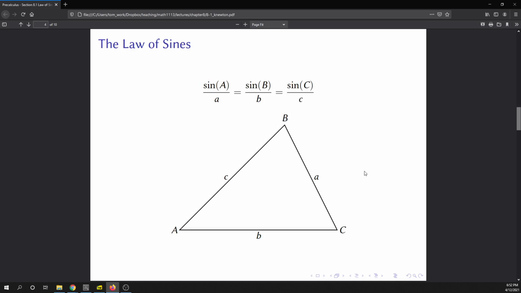So finally, to the law of sines. The law of sines says that the sine of angle A over side a is equal to the sine of angle B over side b, and those two are also equal to the sine of angle C over side c. If you pick any one of these angles, let's say angle A, take the sine of that angle, and then divide by the length of the side opposite that angle, that ratio is going to be the same for any of these angle-side pairs. So this is the law of sines.